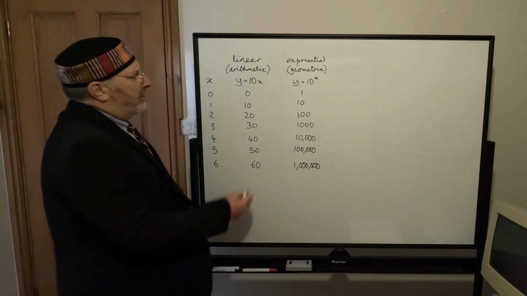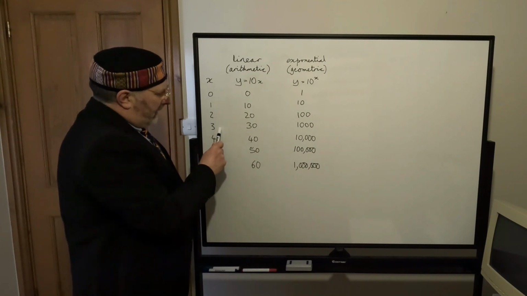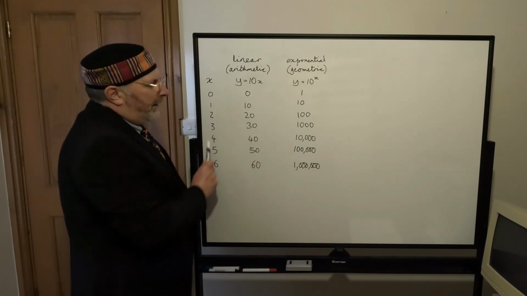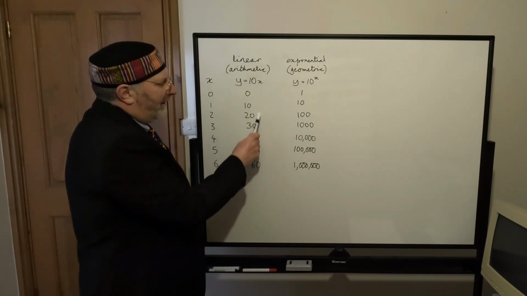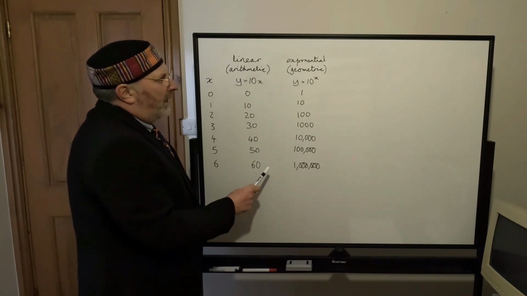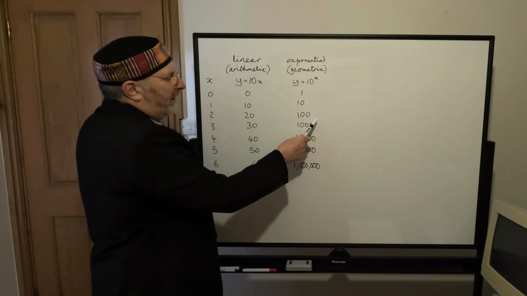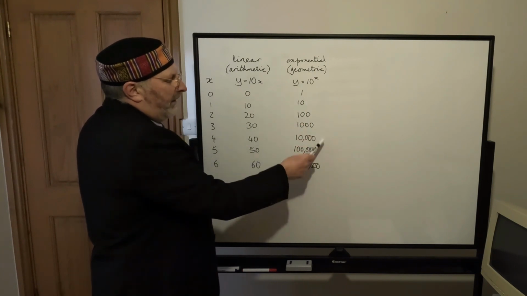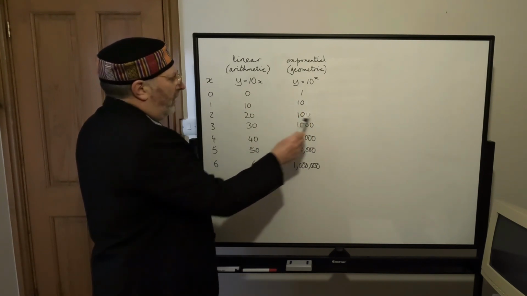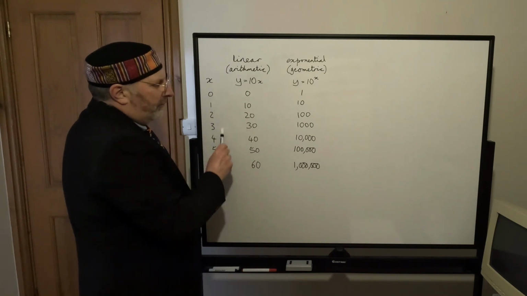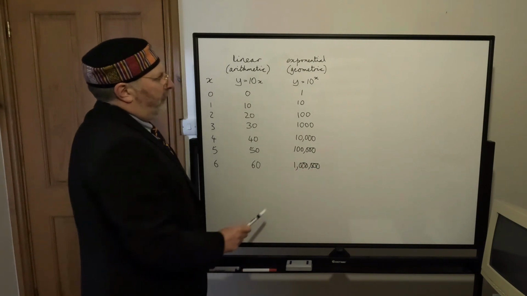And what we notice is that in the linear one, as x goes up in equal steps, so it's going up by 1, adding 1 at each step, this also goes up in equal steps. We just add 10 at each step. But with the exponential function, that's not the case. We're not adding the same amount at each step. We're multiplying by the same amount at each step. So this goes up in equal ratios. The x is going up in equal steps, but the exponential function is going up in equal ratios.